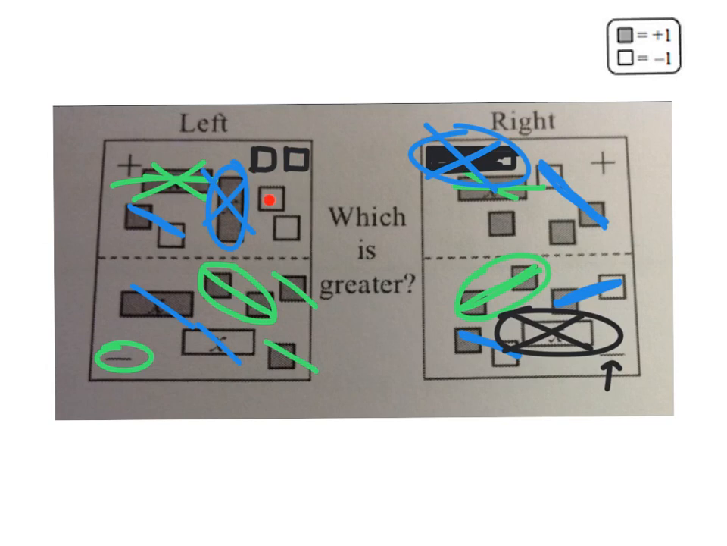I see 1, 2, 3, 4 negatives. So I'm going to write negative 4. On the right mat, I see 1, 2 positives. So I have positive 2. So which mat is bigger? Well, 2 is bigger than negative 4, so the right mat is bigger this time.